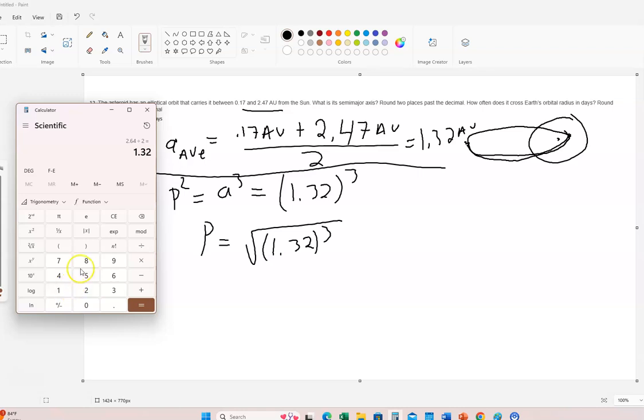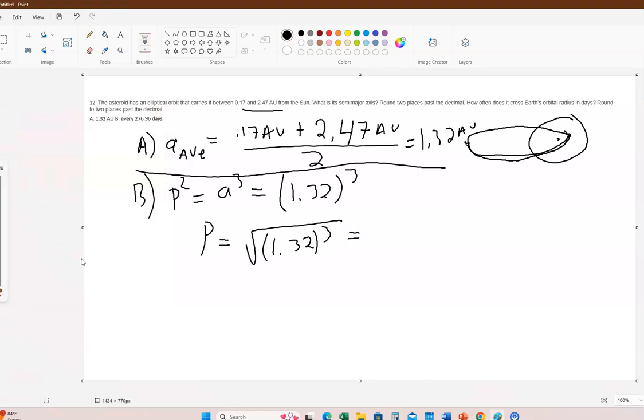I'm going to raise 1.32 to the third power, equals, and then if I take the square root of that, that's the period. The period is roughly 1.52 years. So this particular asteroid orbits the sun once every 1.52 years. But let's change that into days.